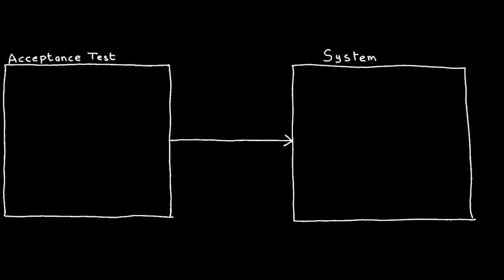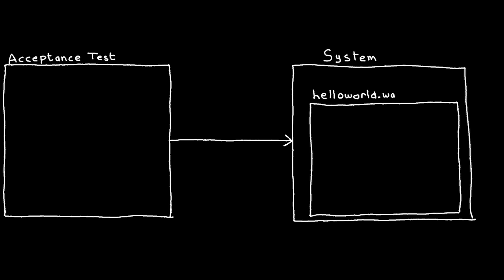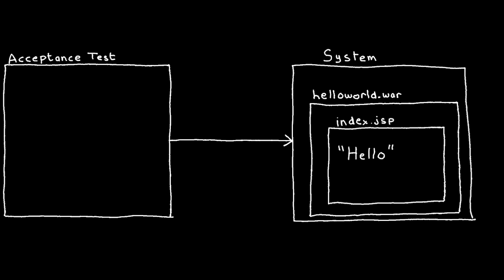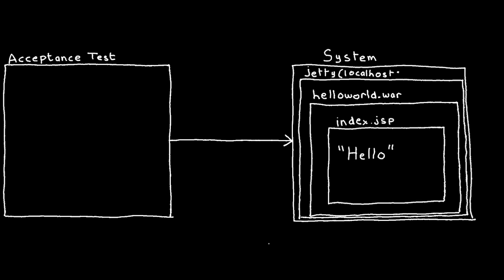It's very easy to get lost in setting up this kind of infrastructure. So in the spirit of taking small steps, let's first see if we can acceptance test our simple Hello World application. Our Hello World web application is a WAR file containing a single JSP that says hello. To acceptance test it, we'll run it up in an embedded instance of Jetty running on localhost 8080.